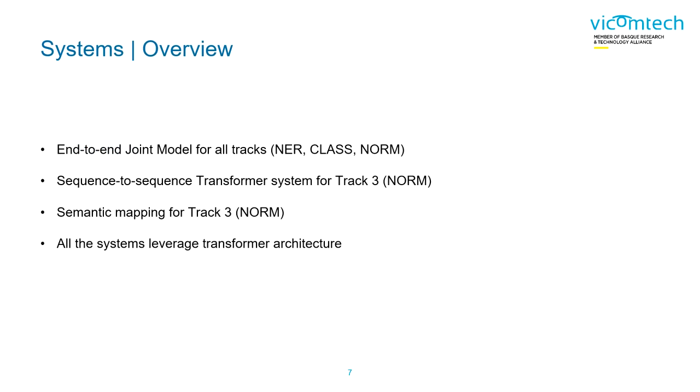We present systems for 3 tracks. All of them leverage transformer architecture in different forms. Our end-to-end joint model tackles all 3 tasks. Besides, we present 2 systems for the normalization task. One of them is based on sequence-to-sequence transformer architecture, and the other is based on the idea of semantic similarity.